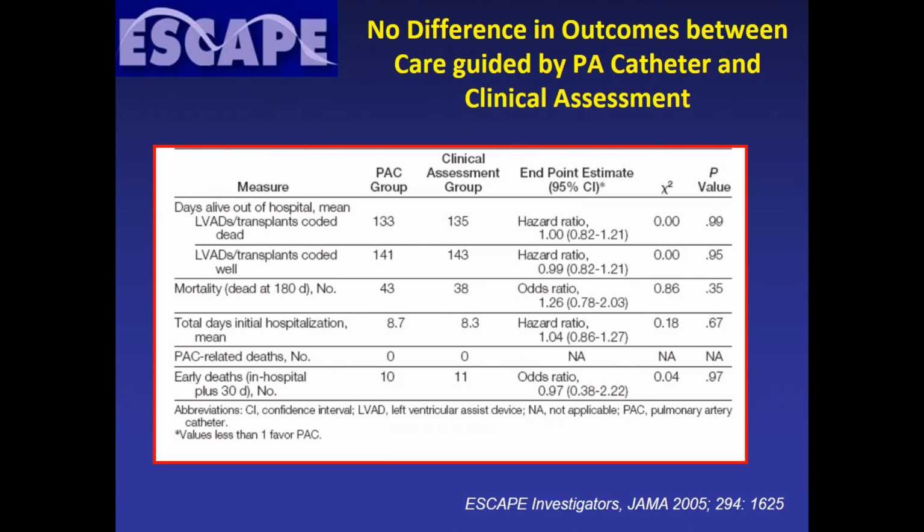Some of you may be familiar with this data from the ESCAPE trial looking at routine use of pulmonary artery catheters to guide heart failure patients, and there may be some message here for use of pulmonary artery catheters in patients with cardiogenic shock complicating chronic heart failure. In general, the message here was that routine use of a pulmonary artery catheter in this population did not affect the principal endpoint of days alive out of hospital compared to management guided by the clinical assessment.